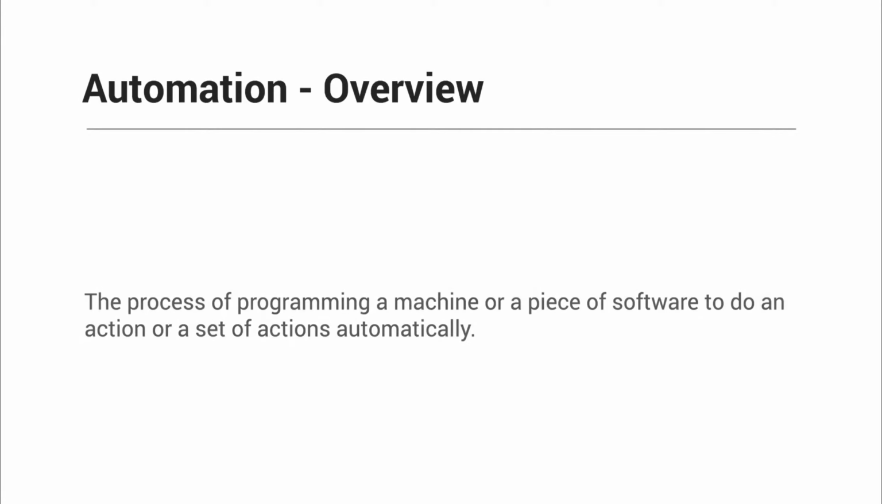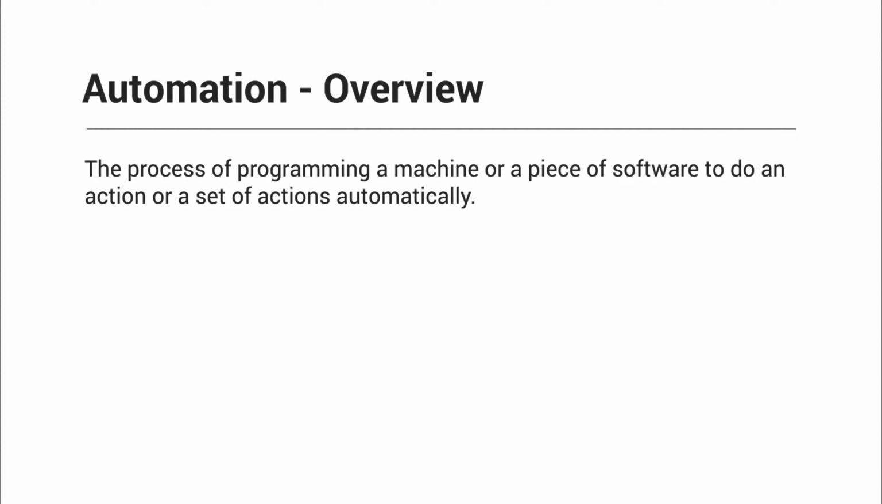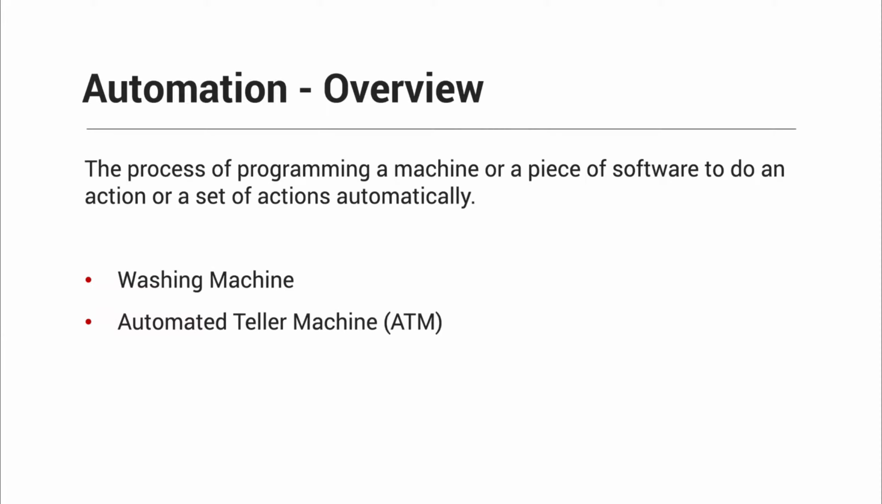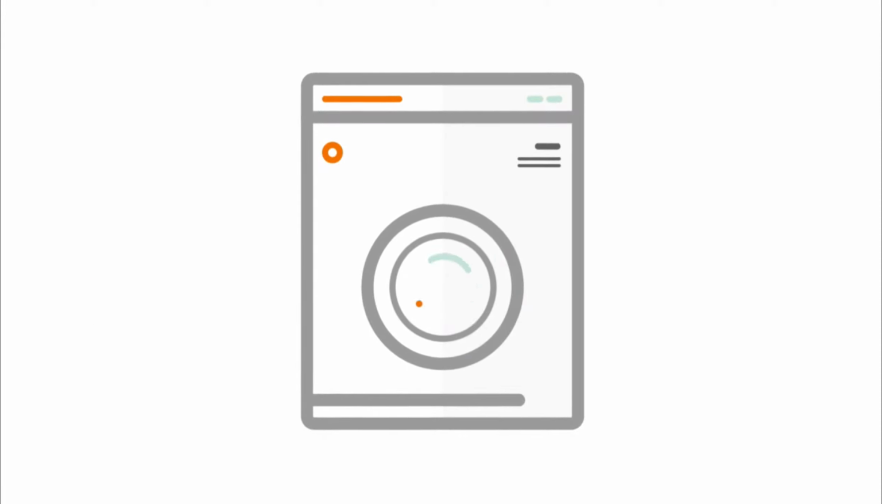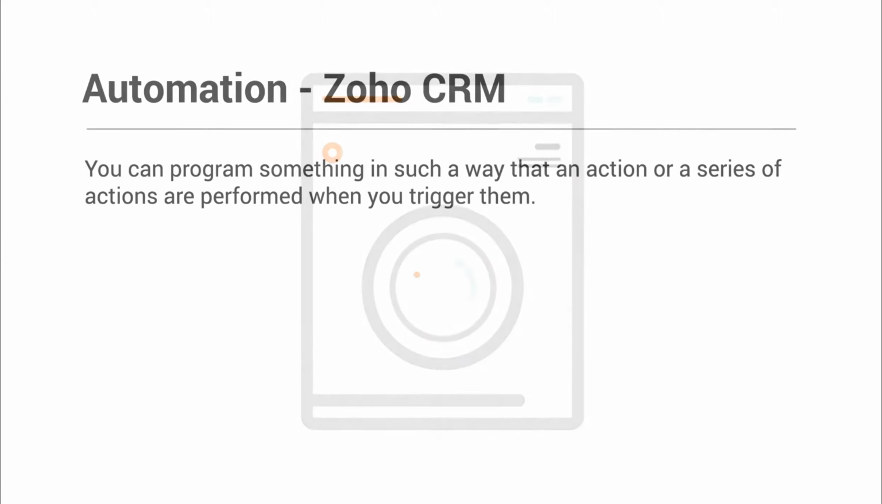Now, automation, as you may already know, is simply the process of programming a machine or a piece of software to do an action or a set of actions automatically. Your automatic washing machine or your automated teller machine are some examples of everyday automation that we can easily come across. So once you flip a switch and set an instruction, the washing machine does a bunch of actions. It fills the water, it washes, rinses, dries, one after the other, as per how it has been programmed.